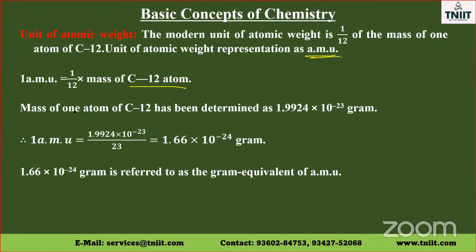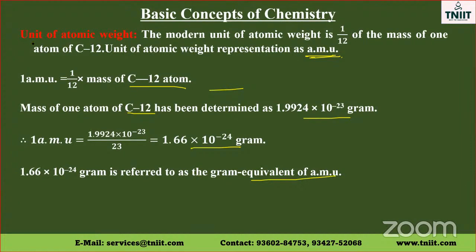Mass of one atom of carbon-12 has been determined as 1.9924 into 10 power minus 23 grams. Therefore, 1 AMU is equal to 1.9924 into 10 power minus 23 divided by 12. Therefore, that will be equal to 1.66 into 10 power minus 24 grams. So 1.66 into 10 power minus 24 grams is referred to as gram equivalent of atomic mass units.